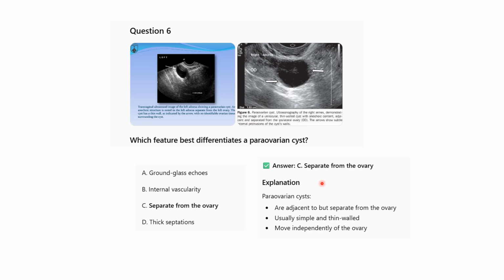So that's why it is called para-ovarian. Para means they are running parallel to the ovary. So it should not be within the ovary itself. That's why it is a para-ovarian cyst.